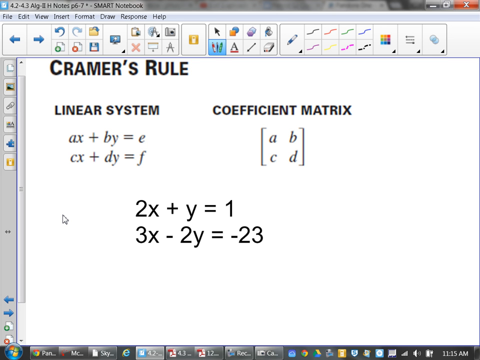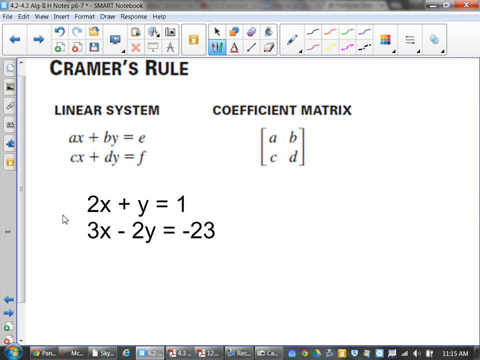In this case, we're going to create what's called a coefficient matrix, which means I'm just going to take the coefficients from where they are and rewrite them in matrix form. So the coefficients of the example I have here would just be 2, 1, 3, negative 0. That's always going to be my first step.